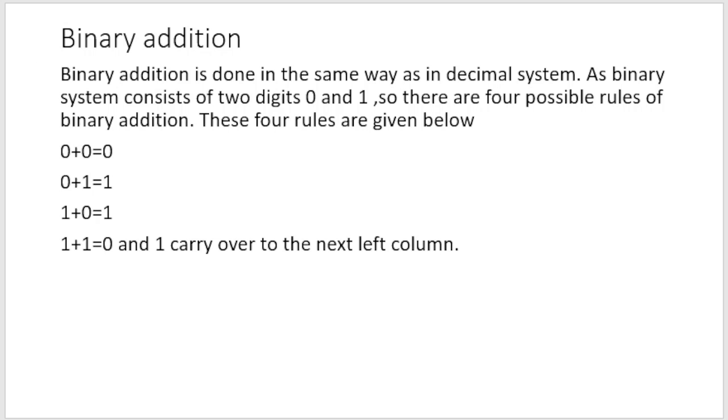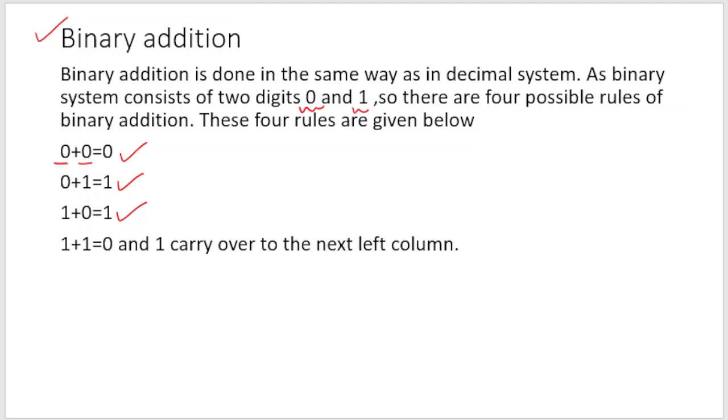Now moving ahead, let us look at the next thing, that is binary addition. Binary addition is done in the same way as we do addition in the decimal system. In the binary system, there are only 2 digits, 0 and 1. So there are 4 possibilities: 0 plus 0 will be 0, 0 plus 1 will be 1, 1 plus 0 will also be 1, and 1 plus 1 will be 0, but this 1 will carry over to the next left column.